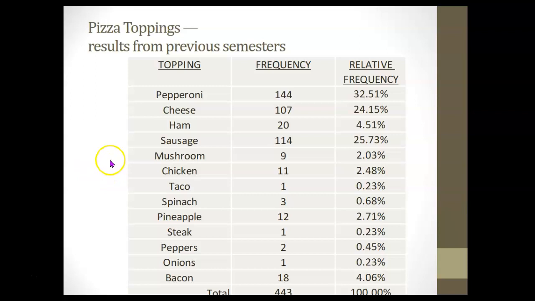Before we do that, I've been asking these questions for several semesters now. One of the questions I always ask is, what's your favorite pizza topping? And if I just take one topping from each person, just limit each person to one particular thing, here are the results that I've collected over the past several semesters. So, looks like the most popular pizza topping has been pepperoni. Sausage and cheese are also pretty popular. And then not nearly as popular, but I've also had people say ham, chicken, mushrooms, pineapple, bacon, and various other things.